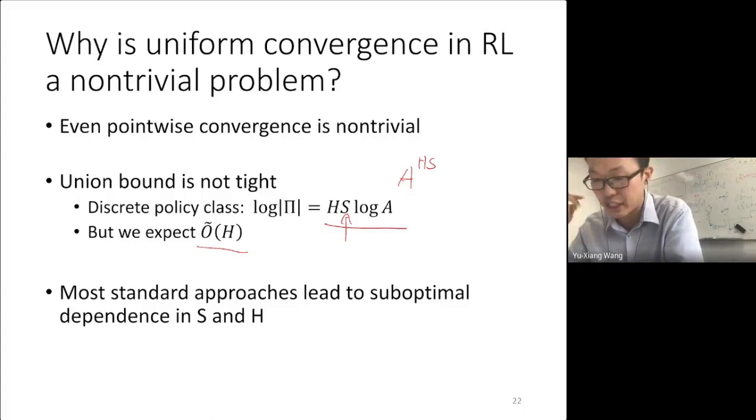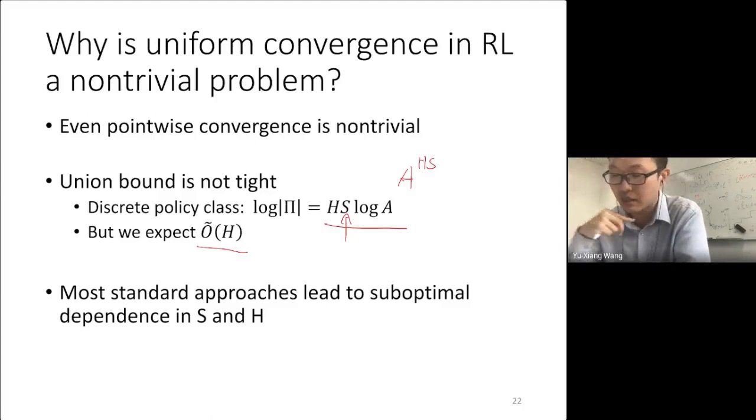In fact, we tried a bunch of things, and most standard approaches, such as Rademacher complexity and all the entropy-based approaches, would end up leading to suboptimal dependency in S and H. So it's really the intrinsic structure of Markov decision processes and this sequential learning setting that allows us to save a factor of H on this problem.